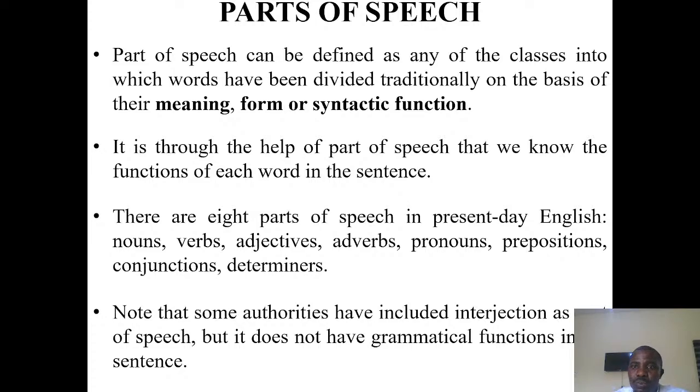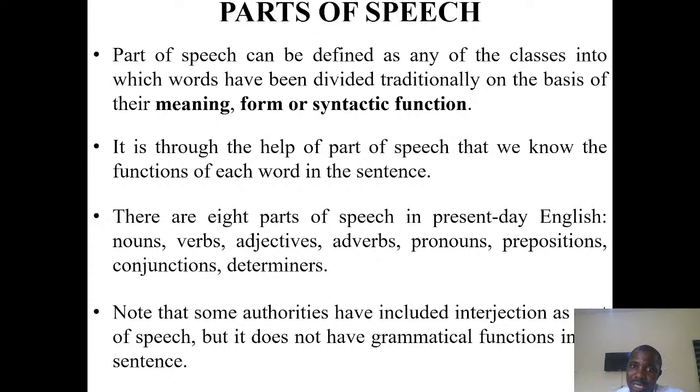It is through the help of part of speech that we know the function of each word in the sentence. Yes, before you know the function of each word, you must have known the part of speech the word belongs to, because each part of speech performs the same function. Nouns perform the same function. When we begin to come to nouns, we will let you know that a noun can function as subject of the verb, object of the verb, among others. So any word traditionally known as a noun can still function as subject of the verb, object of the verb, subject of the complement, object of the complement, among many others.